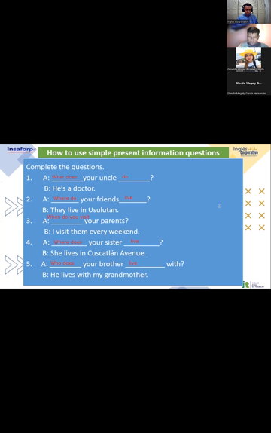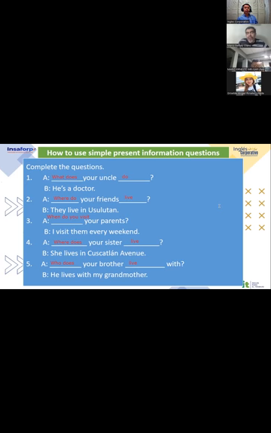Griselda, question. Number four, right? Ernesto, answer. Number four. Where does your sister live? She lives in Cuscatlan Avenue. Lives? Ernesto, lives? Live in Cuscatlan Avenue. Good, thank you. Mario, Orlando, you make the question to Yancy. Number five.